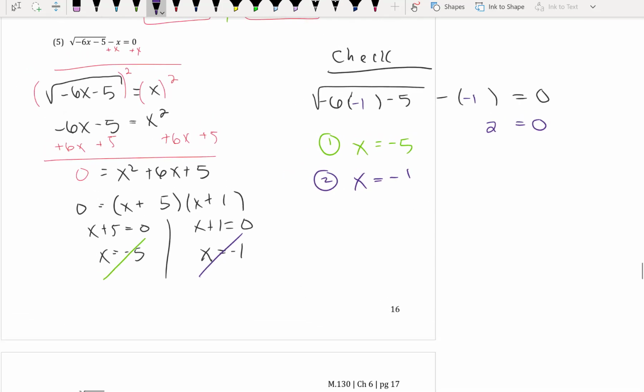So I found two possible solutions, -5 and -1, and both of them did not work out. Both of them gave me false statements. So what you can say is, okay, in the entire world there is two possible solutions and neither of them worked, so it's going to be a no solution.